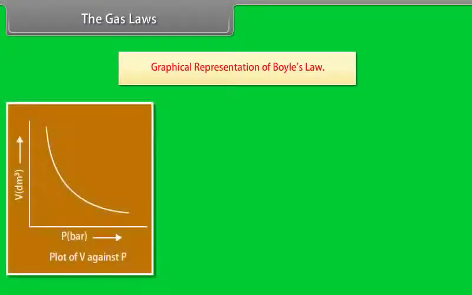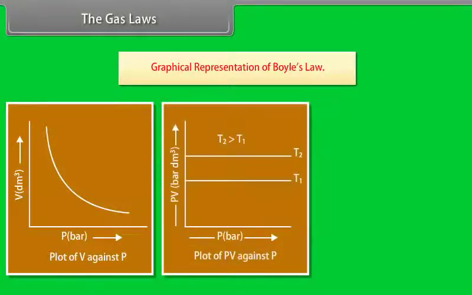It shows the plot of V versus P at a particular temperature. It shows as P increases, V decreases. It shows the plot of PV versus P at particular temperature. It indicates that the PV values remain constant in spite of a regular increase in P.